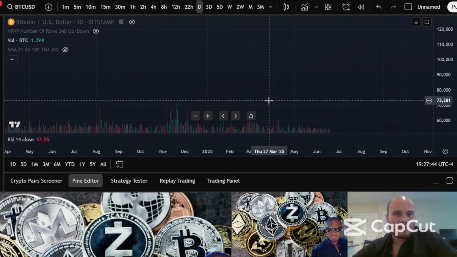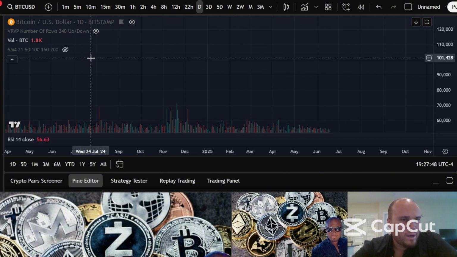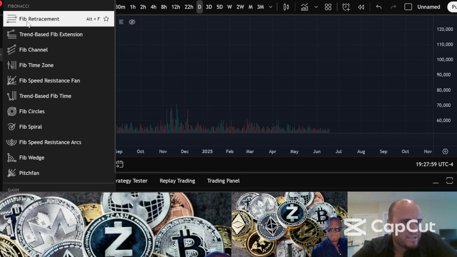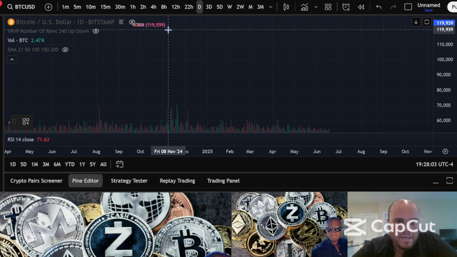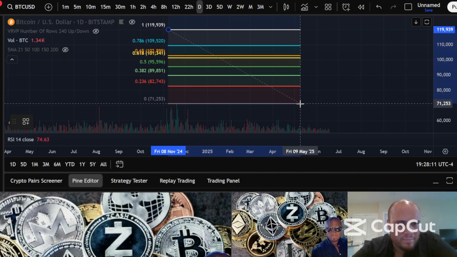All right, so on Tradingview, you're going to want to go to the far left corner here, and on the third tool to the left, you'll see the Fibonacci. You click on Fibonacci retracement, Fib retracement, and then click on the chart and drag this to the right and to the bottom, and you'll see the Fibonacci levels here.